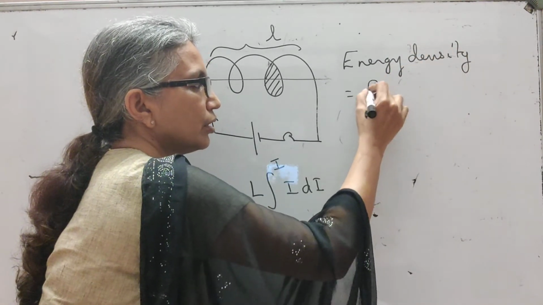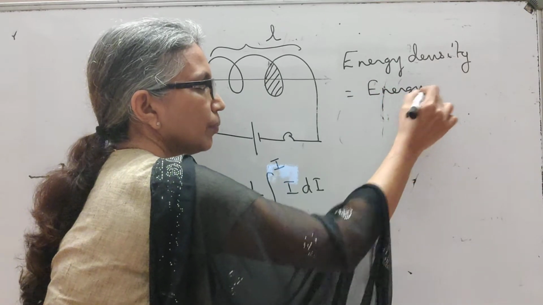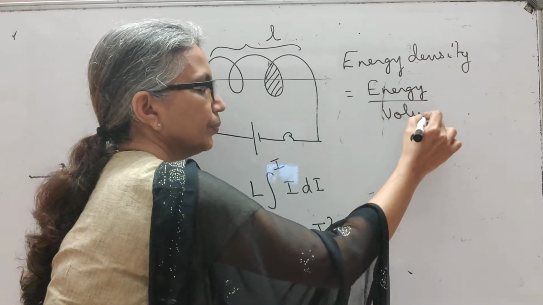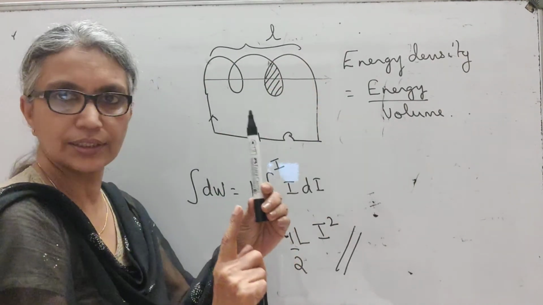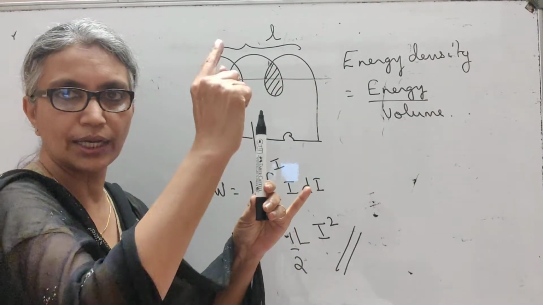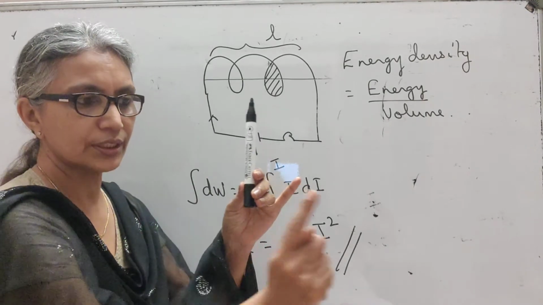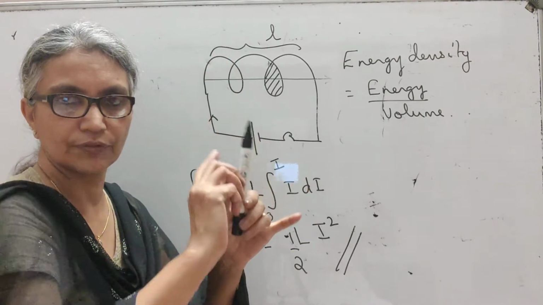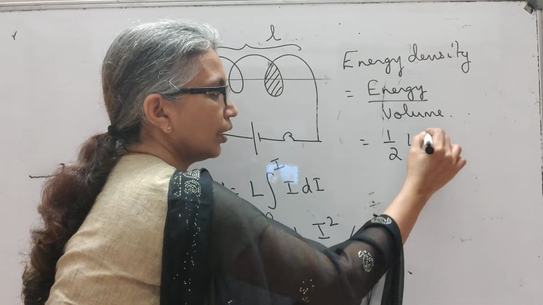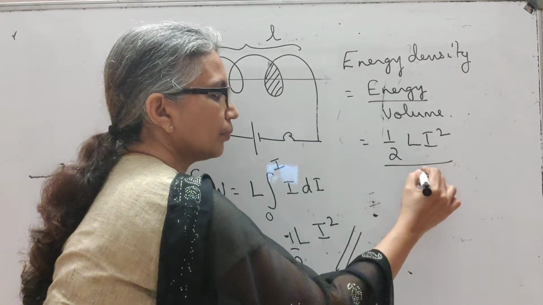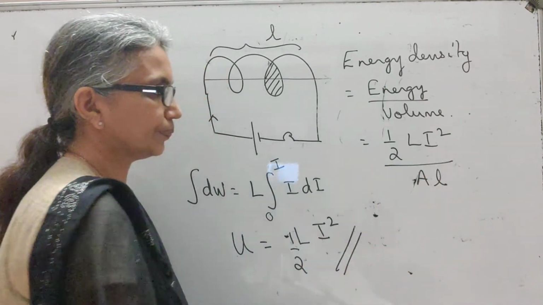Energy density is energy by volume. Now for an inductor, it's cylindrical. So it's base area into height that will give you the volume, which is area of cross section A into length of the solenoid. So this is half Li square divided by base area into length.